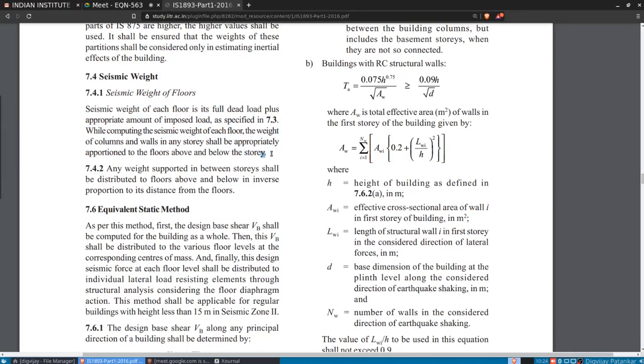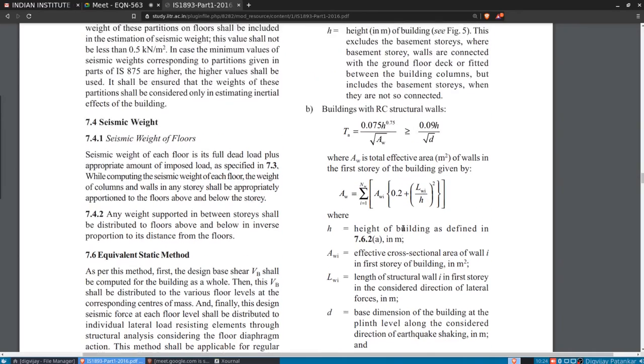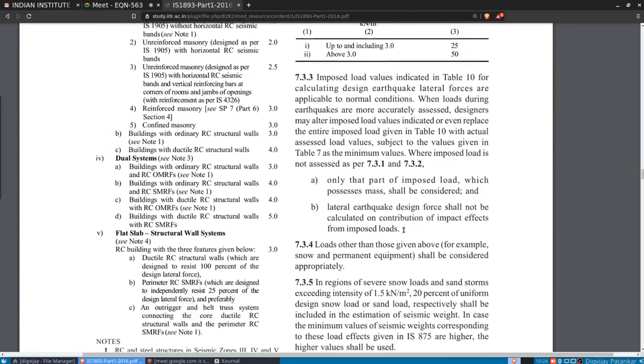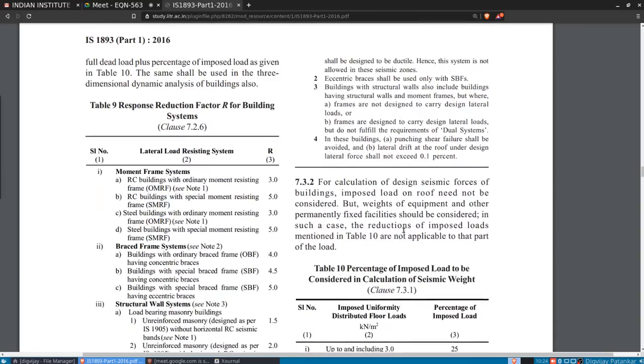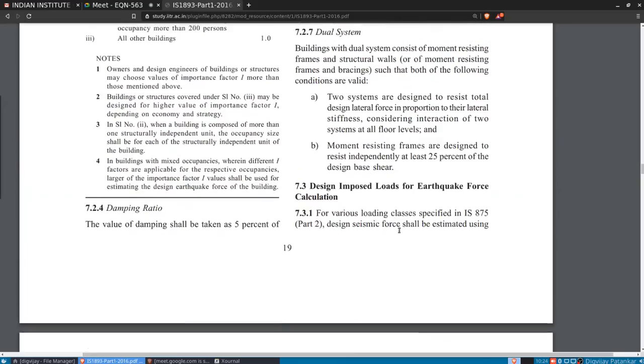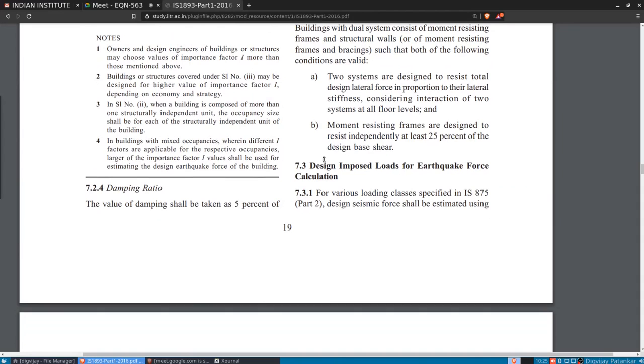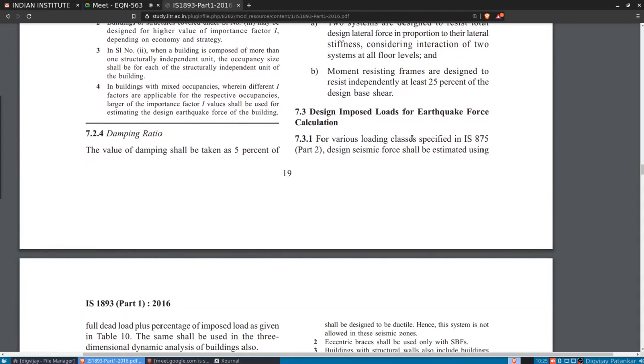This clause tells us. And what is the percentage of imposed load? That is given by 7.3, and that will again refer us to Table 10, I guess. Let us see. 7.3. Yeah. So design imposed load for earthquake force calculation for various loading classes.